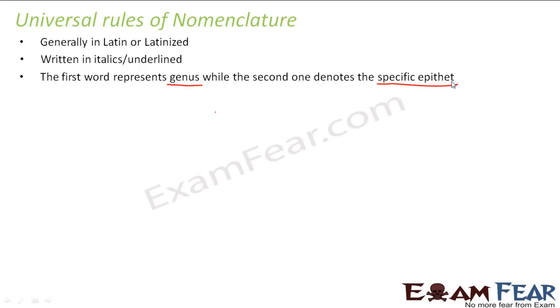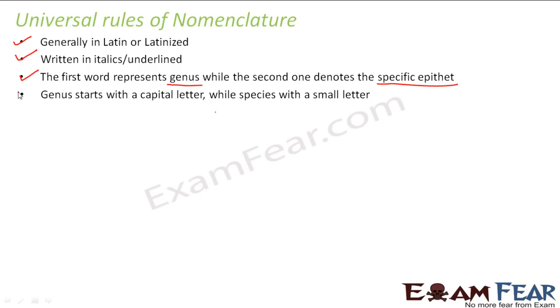Again, we will talk about that later. Genus starts with a capital letter while species with a small letter. So these are some of the basic rules to write the scientific name of any living organism. So let us look at some examples.